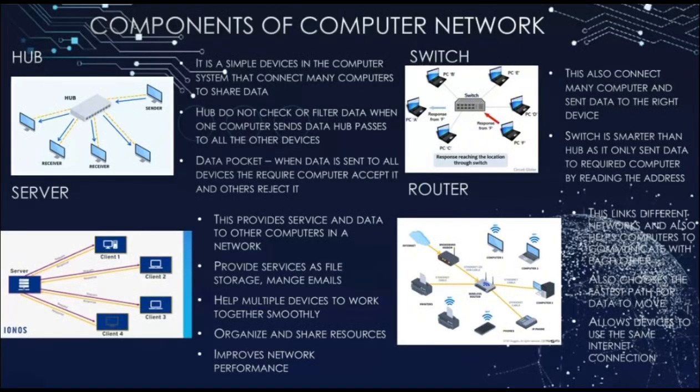The router. This links different networks and also helps computers to communicate with each other. It also chooses the easiest path for data to travel. It allows devices to use the same internet connection.